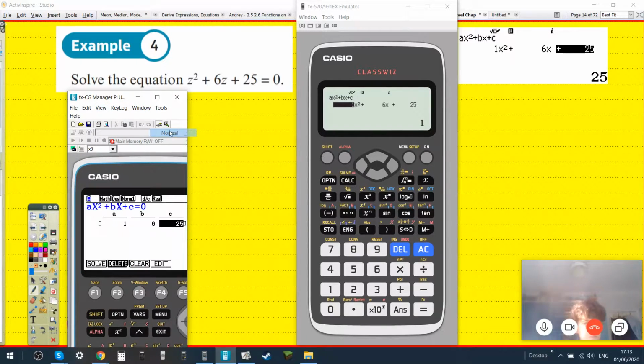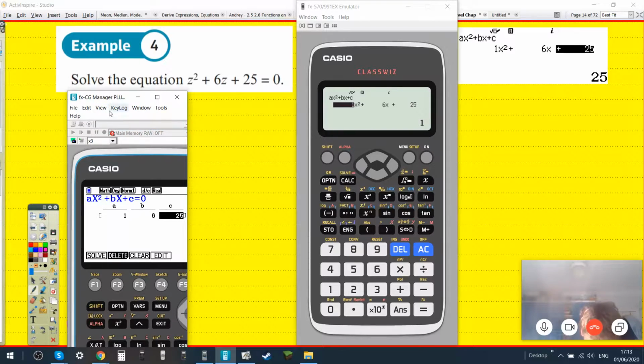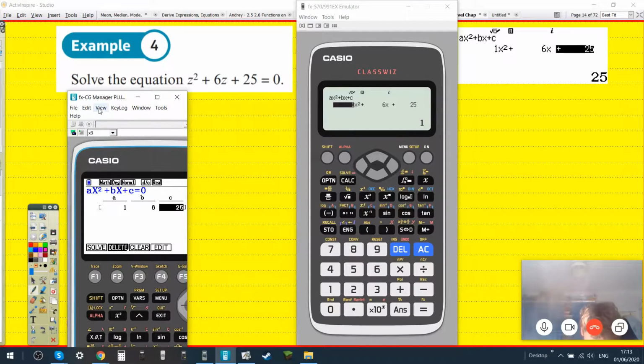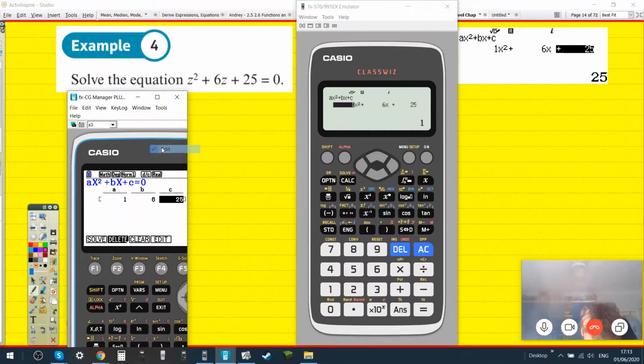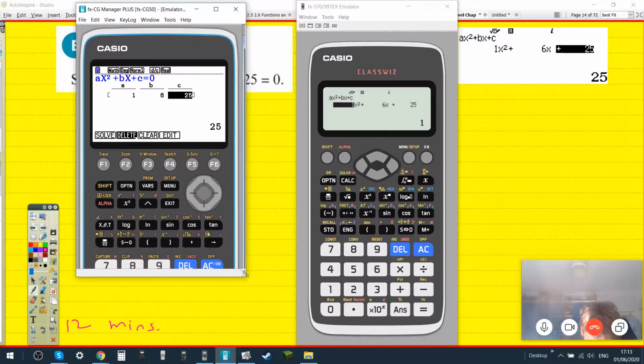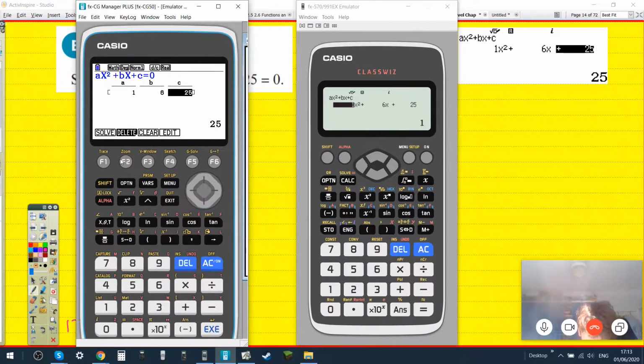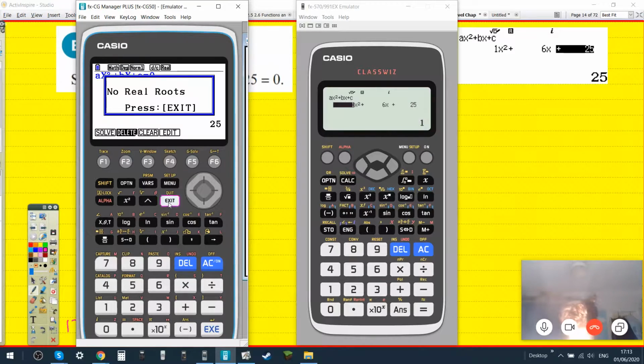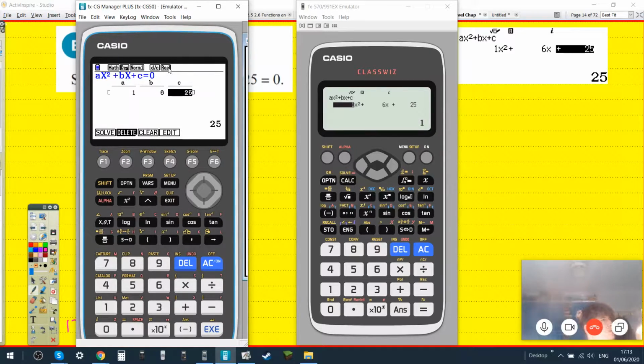But a graphical really should have it. Should I try it on the graph? It shouldn't work on graph because it's not in the complex plane, I think it's called. Let's see. Edit? No. Solve? No real roots, but see, it says real numbers up there. There's some setting that we have to change so it does imaginary.